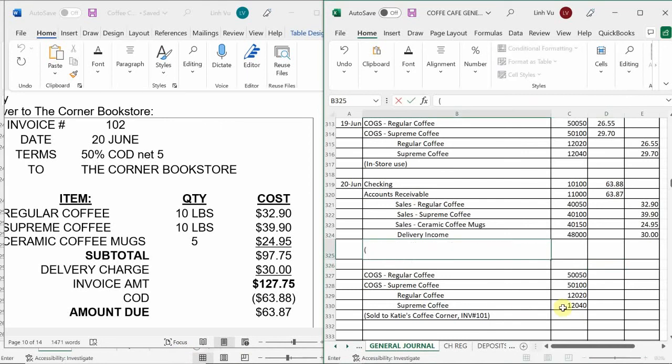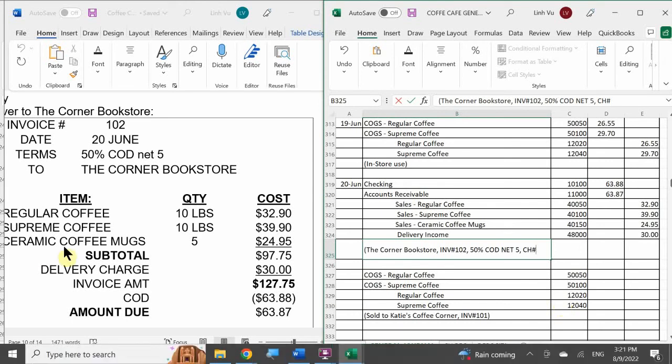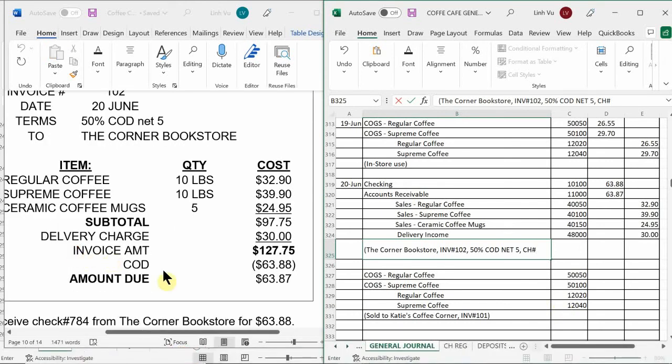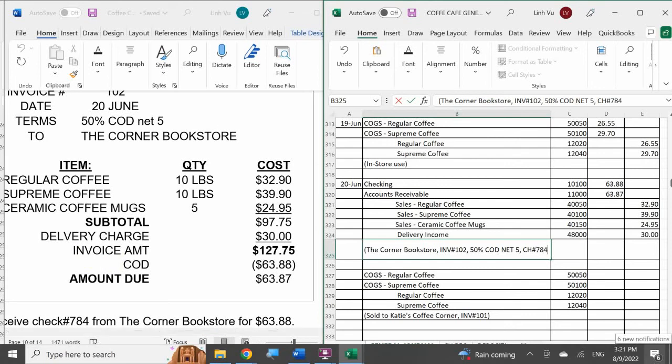So in this case, who did I deliver to? Invoice, what did I invoice them as? It's 102. Okay. And then we got paid 50% COD with the check number 784. What did you say? 874? 784. Yes. 784.